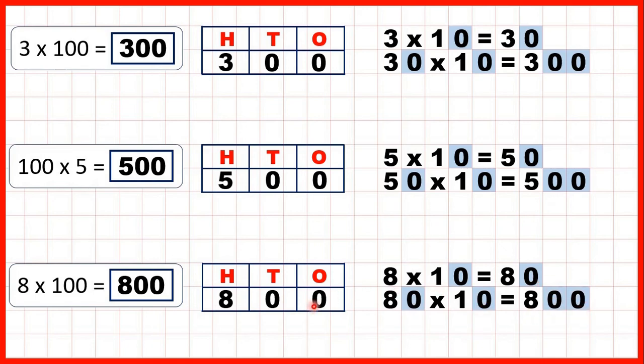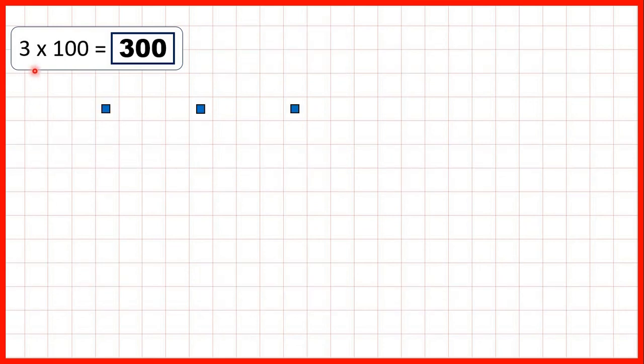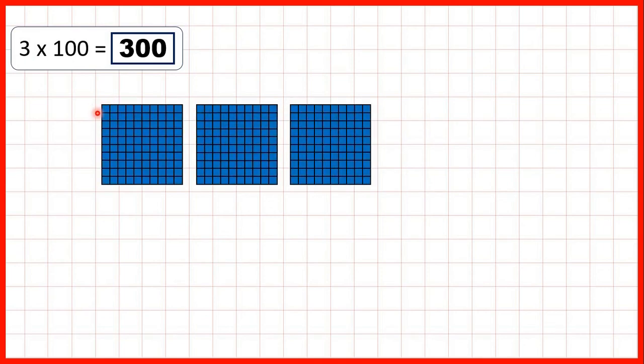800. So we know that multiplying by 10 moves the digits 1 square to the left, and if we multiply by 10 again, we can move it another square to the left, and that's why when we multiply by 100, which has 2 zeros on the end, we can just put 2 zeros on the end of our number to get our answer. So for 3 times 100, we can show 3, and if we make these 3 counters 100 times bigger, we get 300.